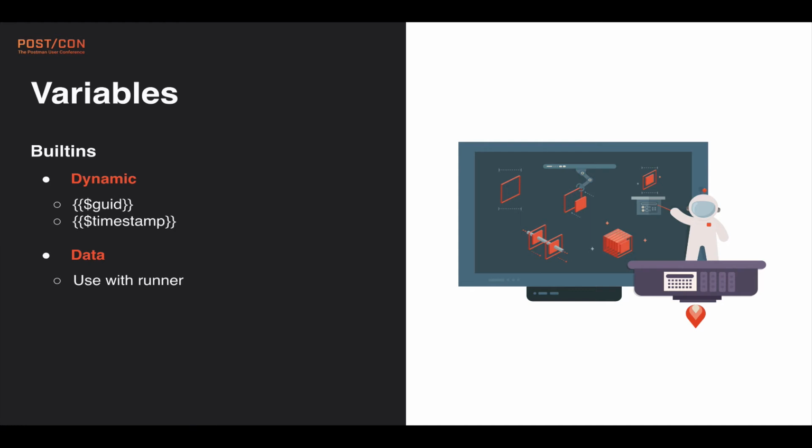And we also have data variables, which are used along with the collection runner. I'm not going to get into the details of that here yet, but it's a great way for you to iterate over a large data set and repeatedly run the same request for different data.